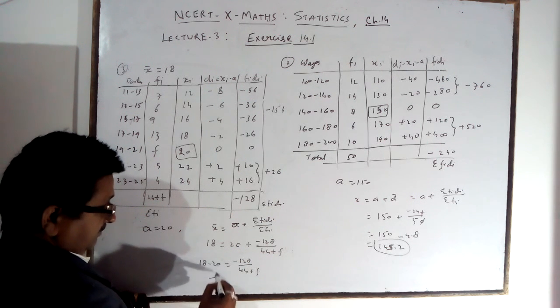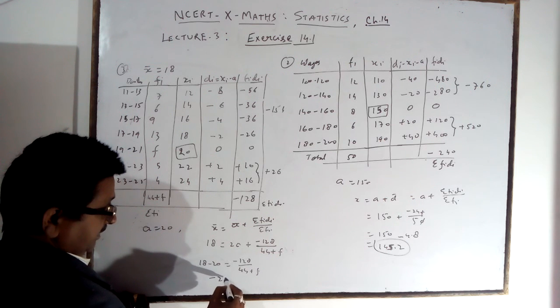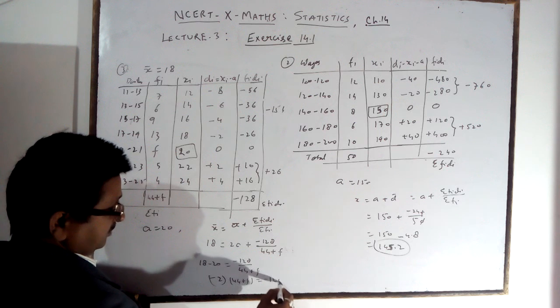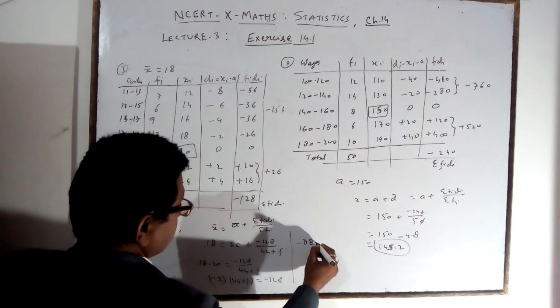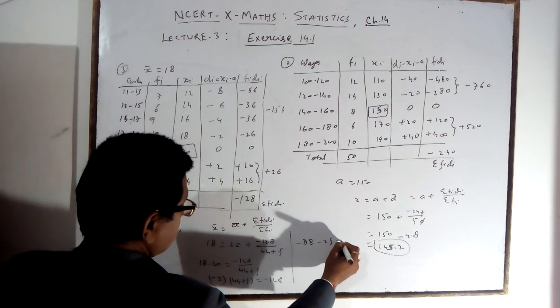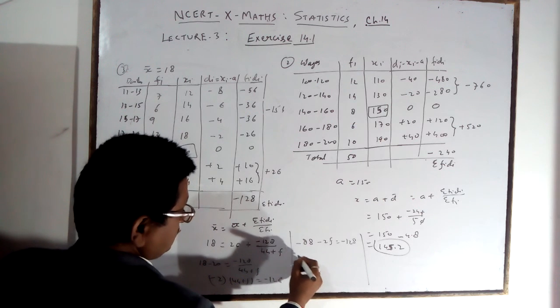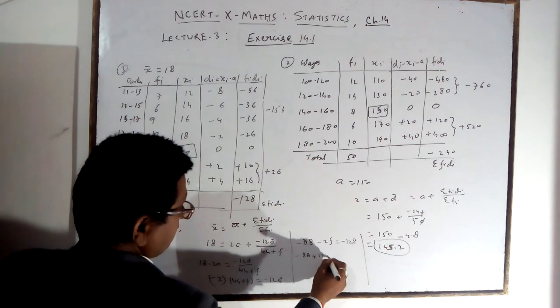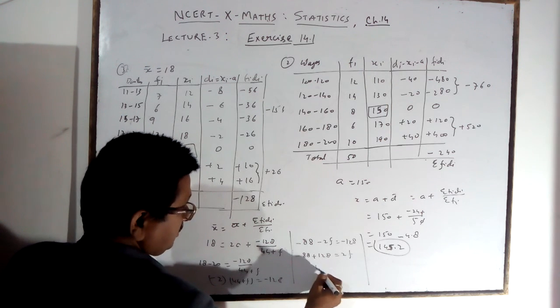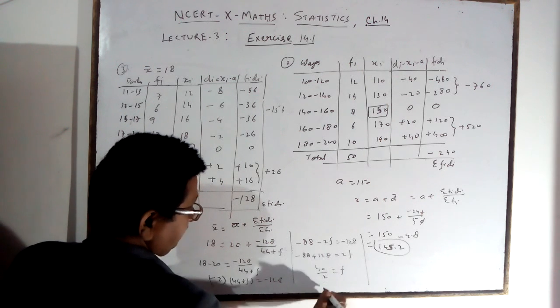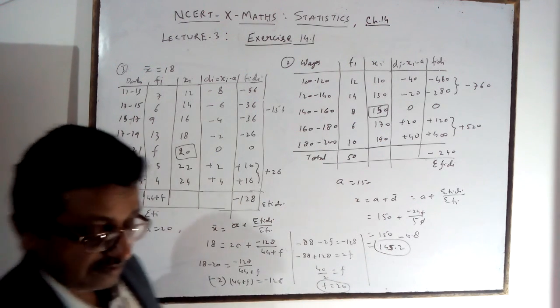So you will get minus 2. Minus 2 into 44 plus f is equal to minus 128. So minus 88 plus minus 2f is equal to minus 128. Transpose: minus 88 plus 128 is equal to 2f. 2f I am taking that side. So 40 upon 2 is equal to f. Then f will be 20. What is your answer coming? 20 is the missing frequency.